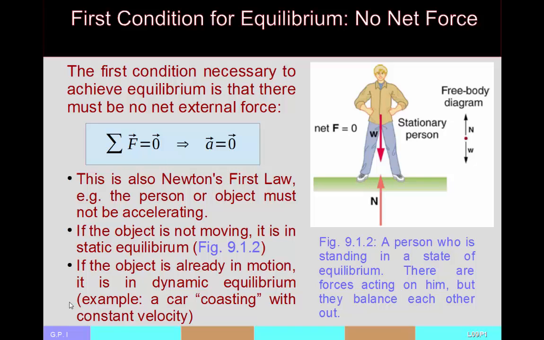And if the object is already in motion, then what we have is a case of what's called dynamic equilibrium, which means the car is coasting with constant velocity, for example, or the person is running at a constant velocity, or so on. And we're mostly interested here, though, in static equilibrium, which is the case where the object is not moving, or where the person is not moving.